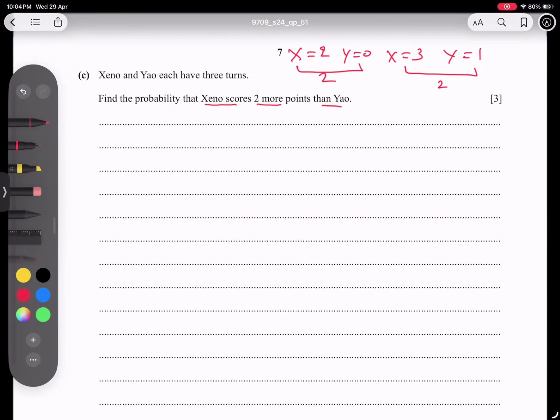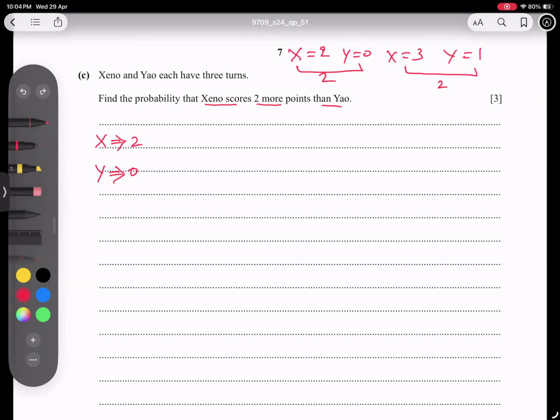Okay, students, let's try to do it now. So how do we do this kind of problem? Let's talk about person X. So X's score is 2 and Y's is 0. That is how the difference of 2 comes. So let's see how we can apply this concept.